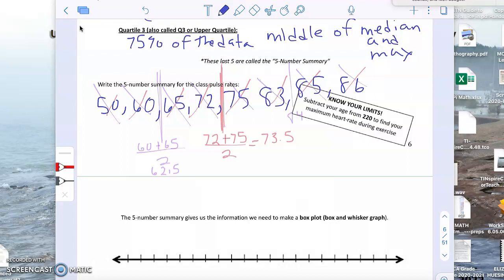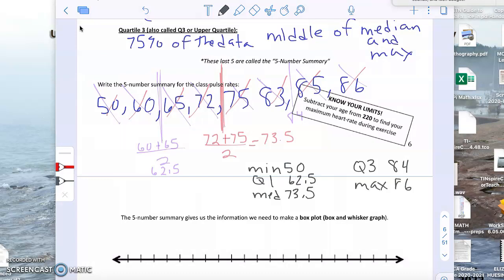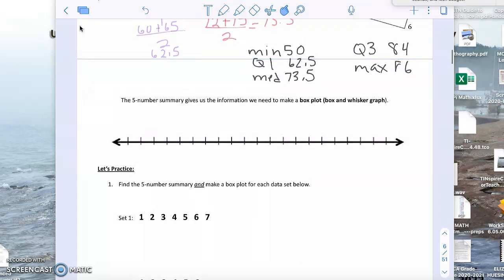So if I was to write these down here, we would have a minimum of 50. Quartile 1 is 62.5. Our median is 73.5. Quartile 3 is 84. And our max is 86. So one way to represent graphically is with a box plot.